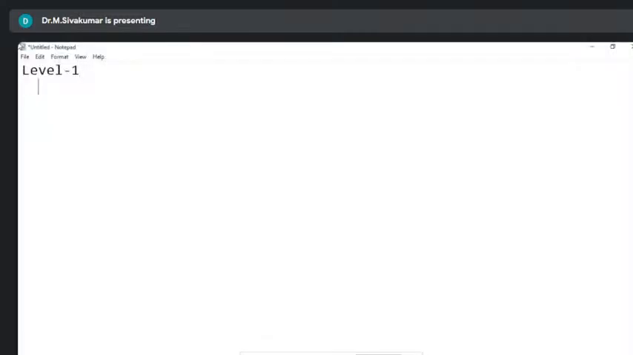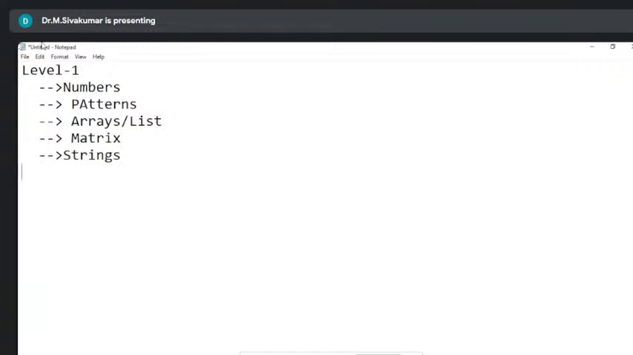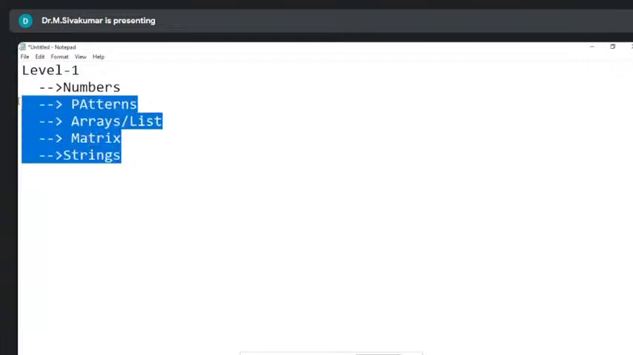Let me give one suggestion, sir, if you don't mind. Please listen. Let me explain in simple words. In level one, we need to categorize some questions based on numbers, patterns, and arrays, or if we are practicing Python, we can go with that also. It's not an issue. Then we have to go with matrix, and additionally the last one is strings. As per your methodology, let them practice on paper and pencil, not an issue.